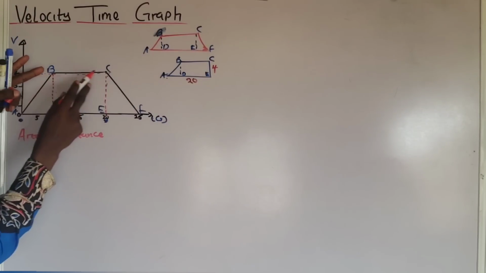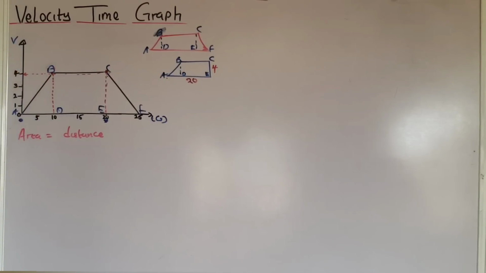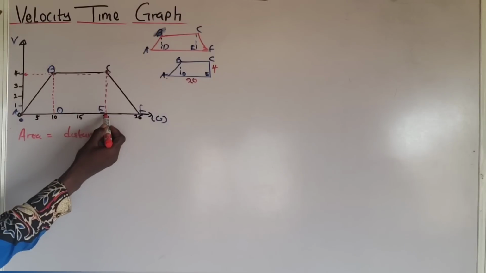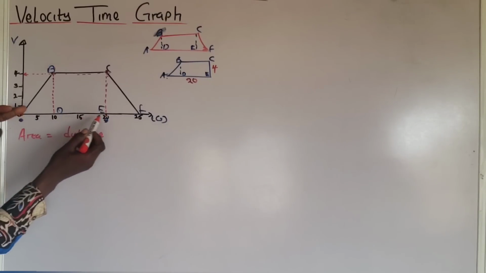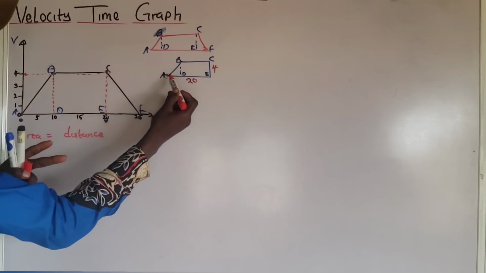Now from B to C, please pay attention. We are asked to calculate the total distance that the body traveled in the first 20 seconds. The time taken for the whole journey is 25 seconds, but we are only interested in the distance it traveled in the first 20 seconds. So the first 20 seconds is from this point to this point, which is 20. So the shape along the first 20 seconds is also a trapezium.